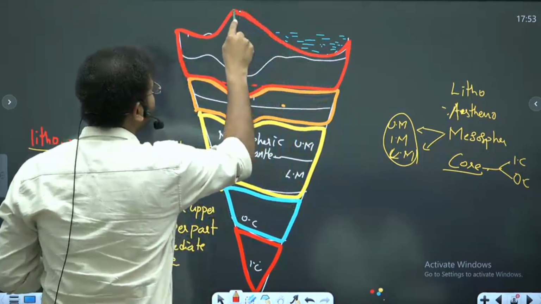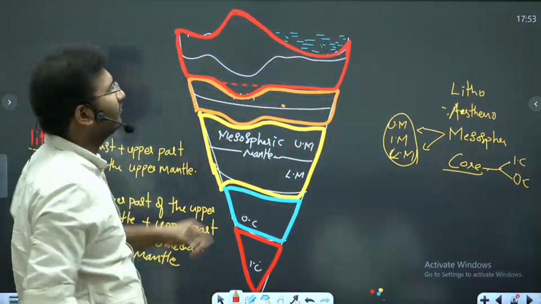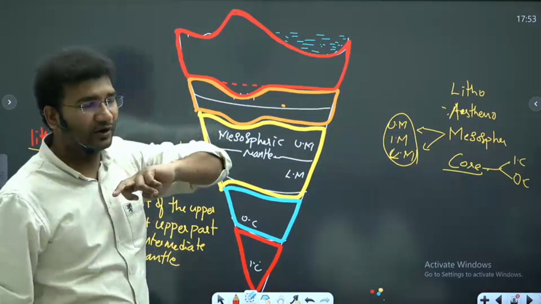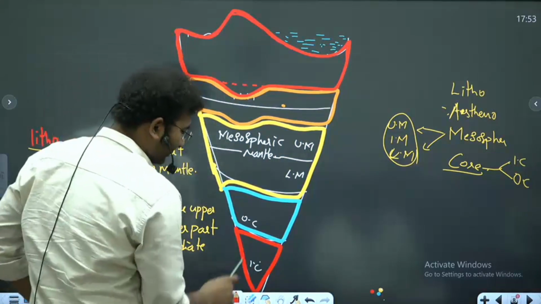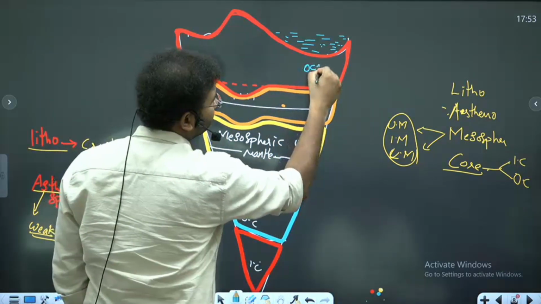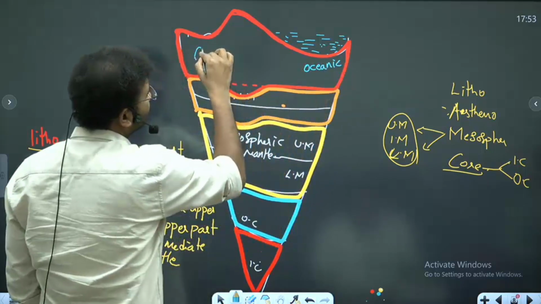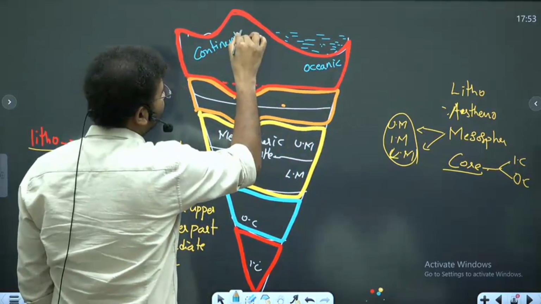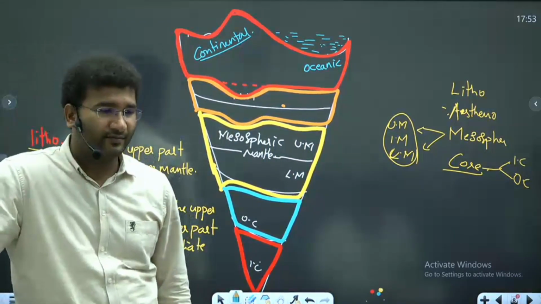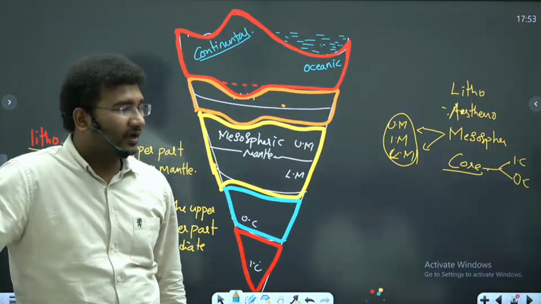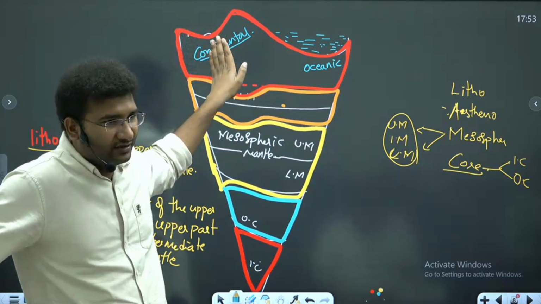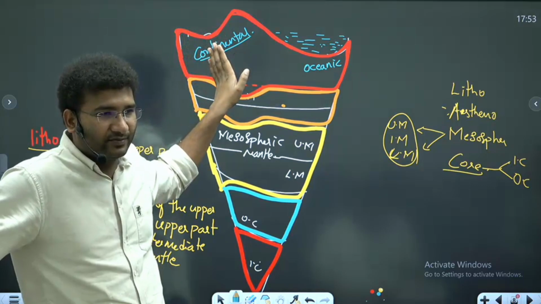What does the lithosphere consist of? Your lithosphere consists of both oceans and continents. So, can I call this lithospheric oceanic crust? And this is lithospheric continental crust. Yes? I can call this the oceanic crust of the lithosphere, and this the continental crust of the lithosphere.